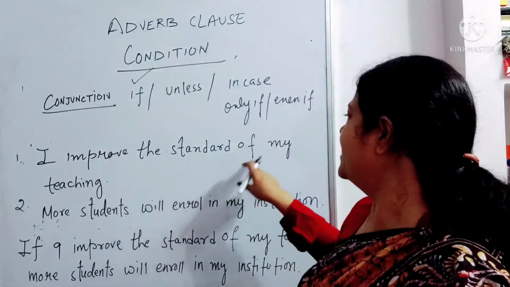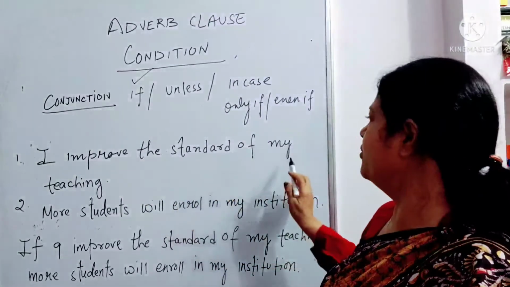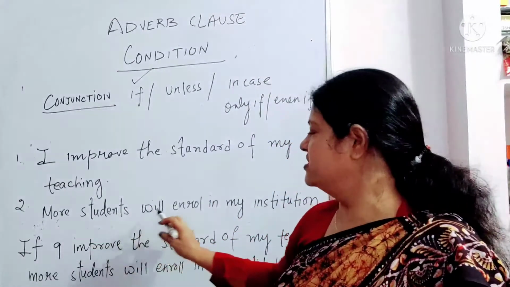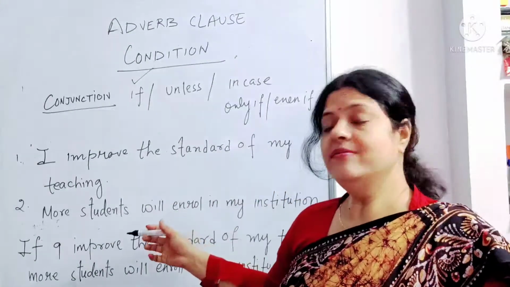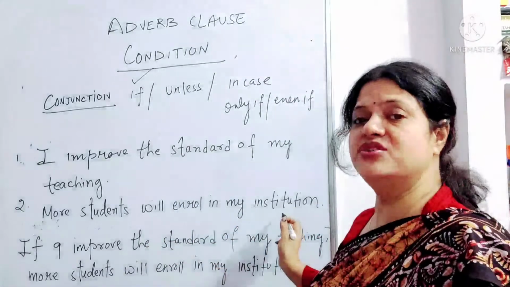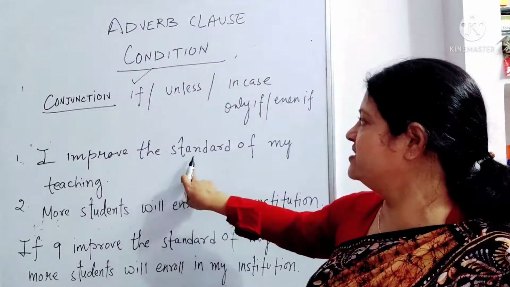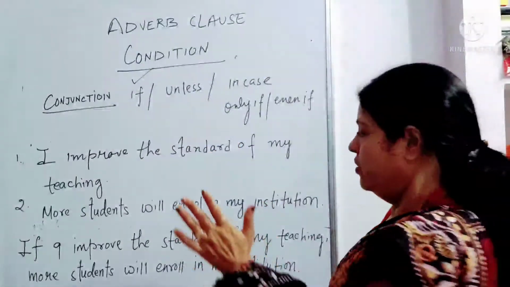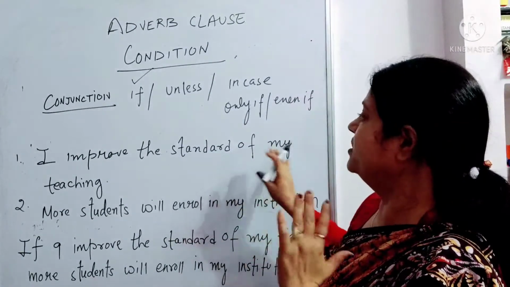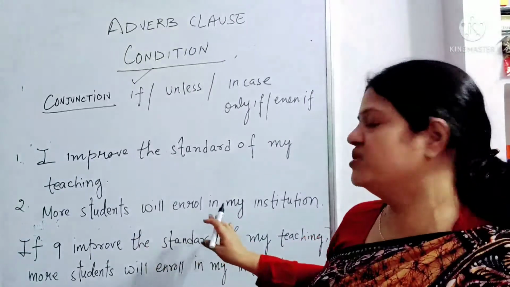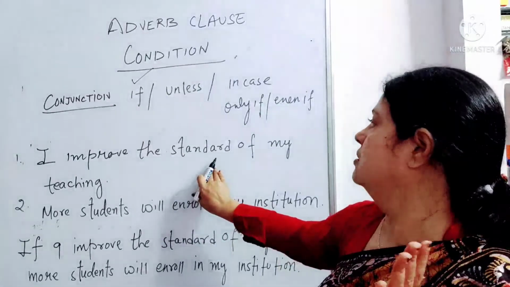I improve the standard of my teaching. See again, I improve the standard of my teaching. More students will enroll in my institution. So more students will enroll in my institution when I improve the standard of my teaching. This first sentence is showing condition. On this condition, this thing will happen. If I improve the standard of my teaching, then only students will enroll in my institution. So the first sentence is showing condition.